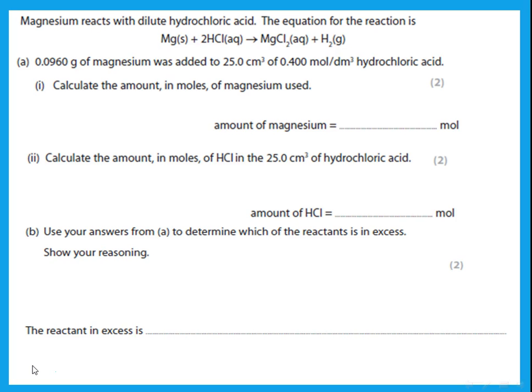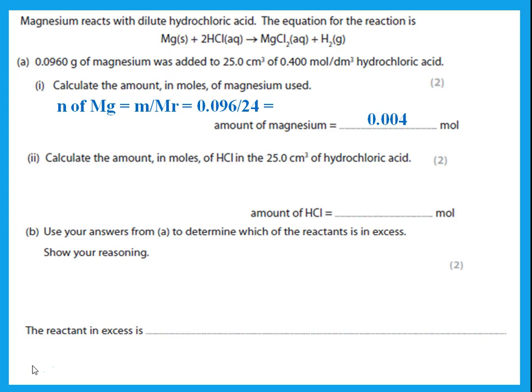Okay? Magnesium reacts with dilute hydrochloric acid. The equation for the reaction is this. And he says 0.096 grams of magnesium was added to this volume of hydrochloric acid. First of all, calculate the amount in moles of magnesium. What is the number of moles of magnesium? Number of moles is mass over molecular mass, because he's giving me a mass in grams. So the 0.096 over the 24, that comes out to be 0.004 mole.